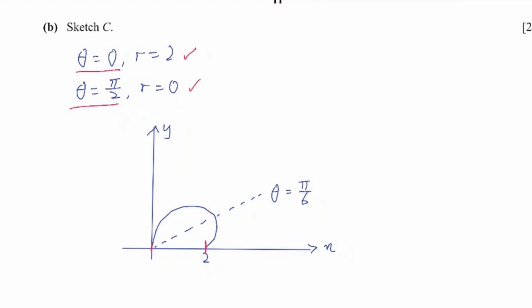And one feature that we are supposed to show is that at this point here, it is actually furthest from the pole, or in other words, it's actually a maximum r. You need to show this feature here. So you can mark, like I said, the theta equals to pi over 6 here, and then you just show that that is actually the furthest from the pole. This is how the shape of the graph would look like.